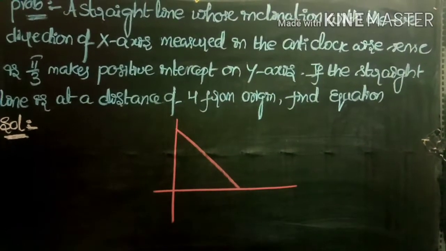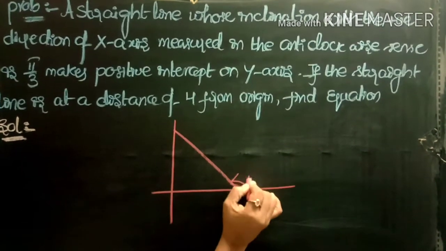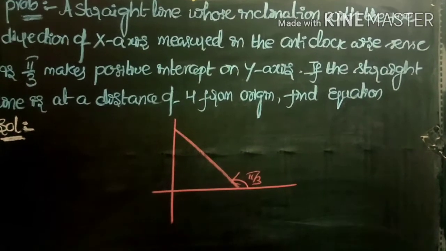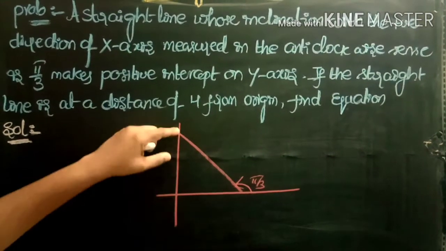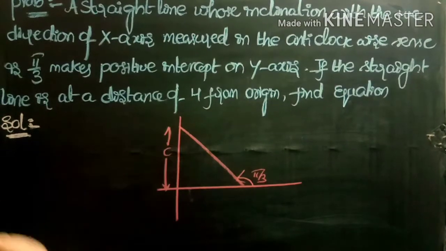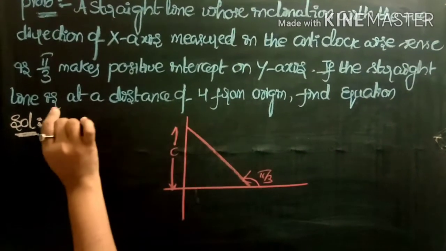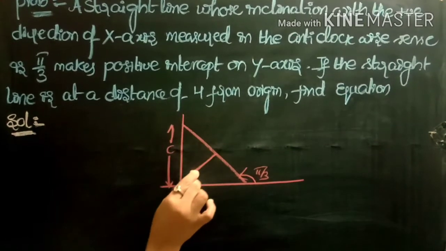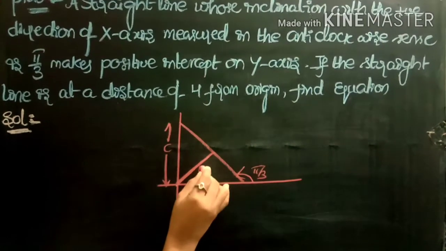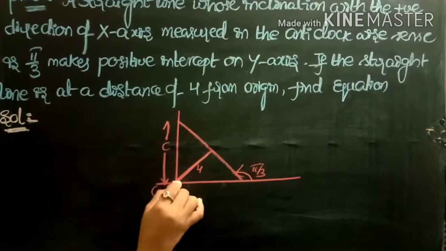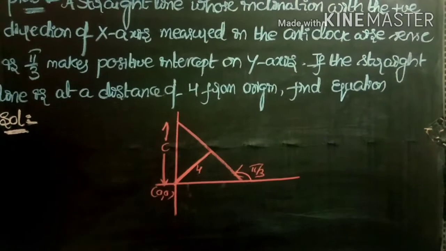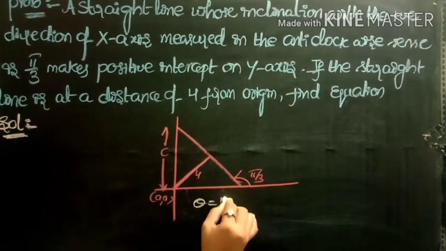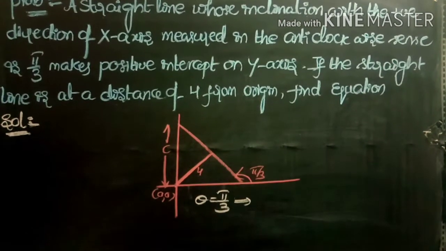Now this is the straight line. The straight line makes an angle pi/3 with the positive direction of the x-axis in the anti-clockwise direction. That is, given theta equals pi/3, and it makes a positive intercept on the y-axis. So this is the y-intercept. Also given that the straight line is at a distance of 4 units from the origin. So the distance between the origin and the line is 4. That is given. Now what is the equation of the line? That is the given question. Here given that theta equals pi/3. From that we are taking the slope value.